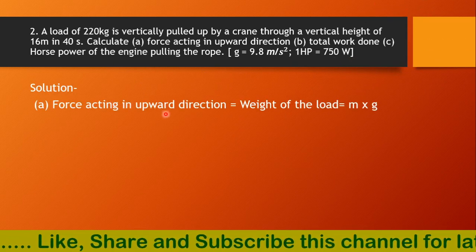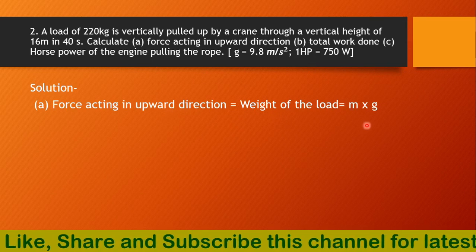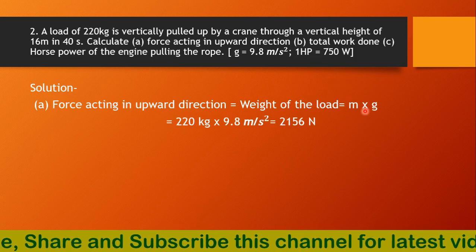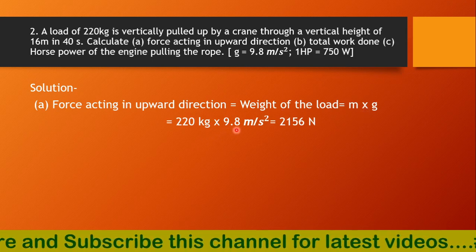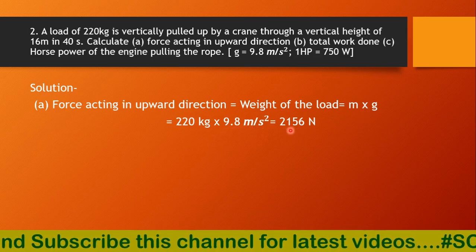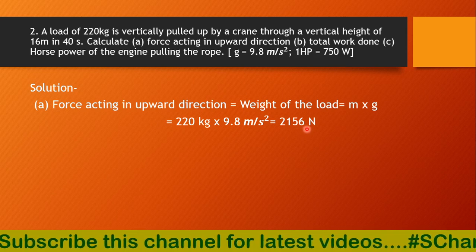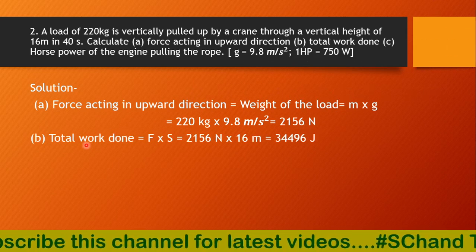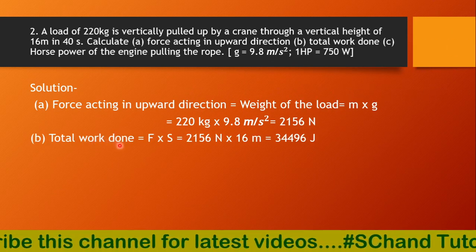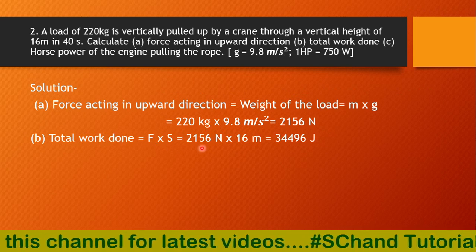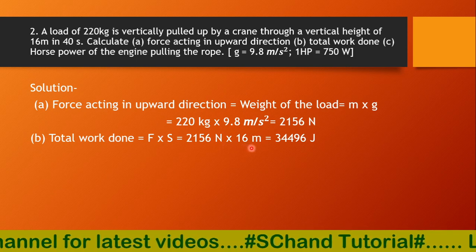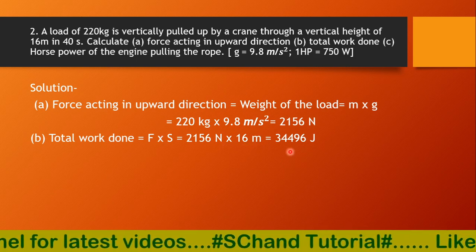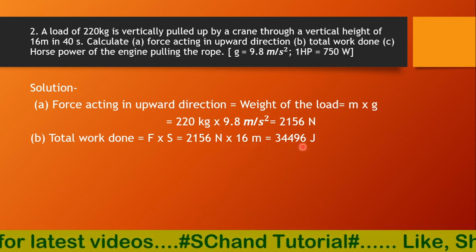Force acting in upper direction is equal to the weight of the load, that is equal to m into g. In this case m is 220 kg and g is 9.8 meter per second square, so it will come out to 2156 Newton. If you talk about the total work done here, total work done is equal to force into displacement. Force we have calculated 2156 Newton and distance is 16 meter, so it will come out to be 34,496 joule.